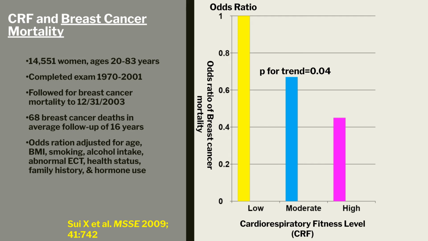It included 14,551 women aged 20 to 83, with 68 breast cancer deaths over an average of 16 years of follow-up. Because cardiorespiratory fitness was categorized into 3 levels, low, moderate, and high, the analysis can be thought of as a 2x3 table, rather than a simple 2x2 table. What do we find? Compared to the low CRF group, the moderate CRF group had about a 30% lower risk of breast cancer mortality. The high CRF group had about a 55% lower risk compared to the reference group. This shows a dose-response relationship, where higher fitness levels are associated with lower mortality risk.